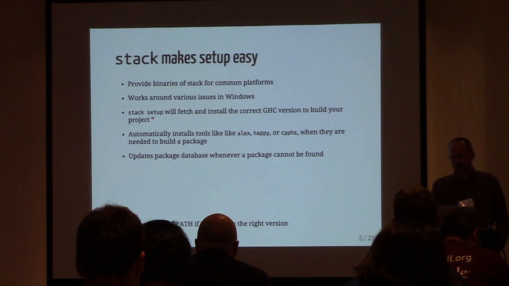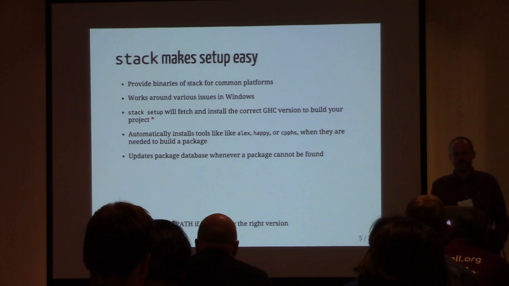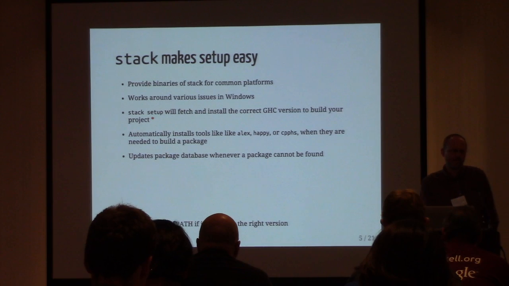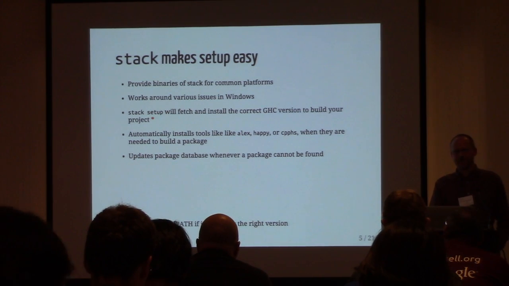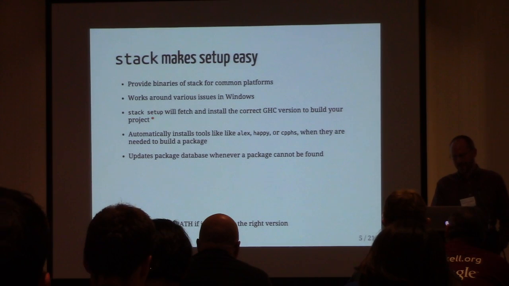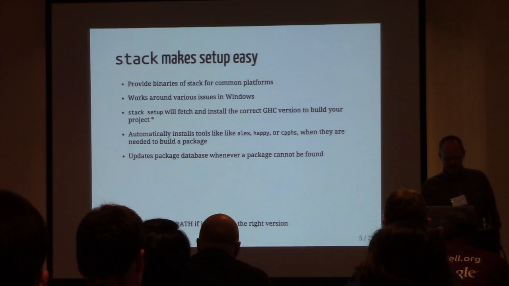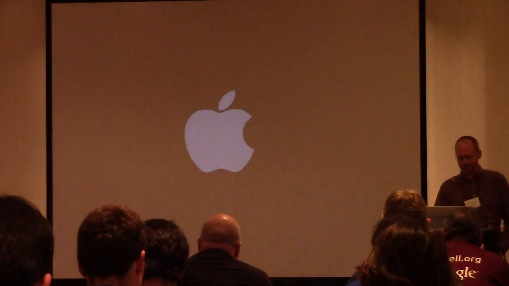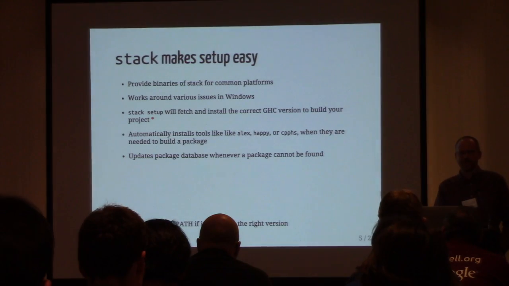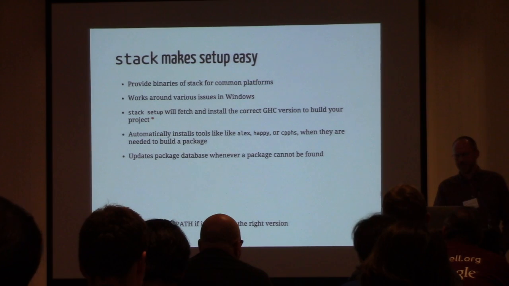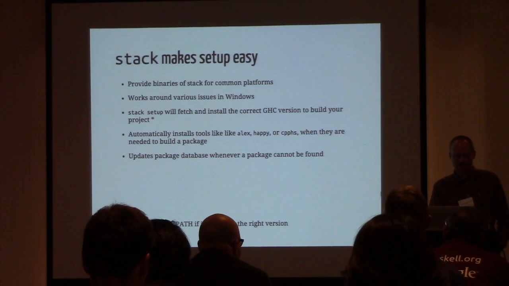And then also, if you're building a package and that package needs Alex or Happy or cpphs, it'll just pull them down, build them, and they'll be available. You don't need to do it ahead of time. If one of the dependent packages can't be found, it'll just go and update the index. Maybe it's been released since the last time you did an update. The index is stored in Git, so it's just a quick git pull, done. And I'll mention, if GHC is already in your path, it'll use it, but only if it's the right version of GHC. It's very specific about you having to use the right version of GHC to build a project.